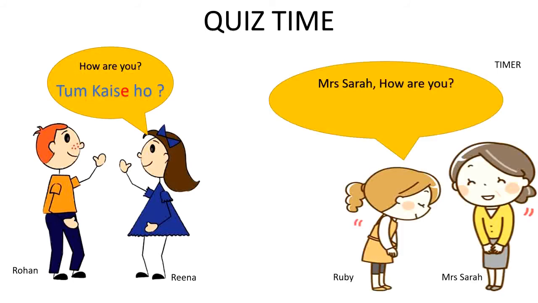Next question. Ruby is asking Mrs. Sarah, "Mrs. Sarah, how are you?" Time starts now. Mrs. Sarah, आप कैसी हैं? If you get all correct, let us move to the next question.